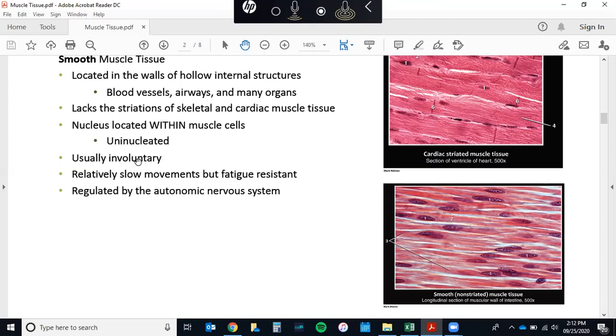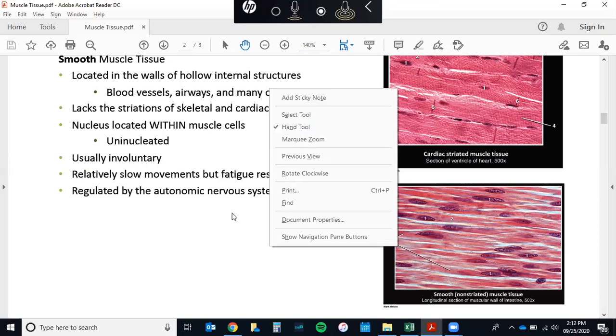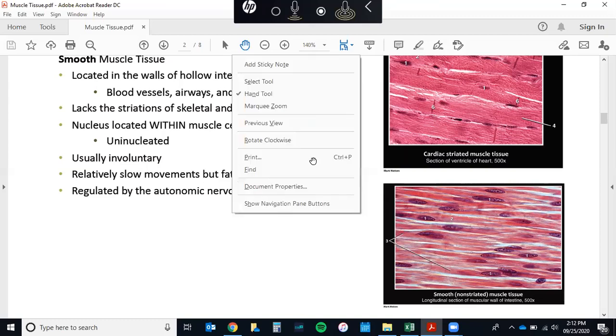Usually smooth muscle is involuntary, meaning we can't control it. A key feature of it is that it's slow moving, but more importantly, it's fatigue resistant. It's hard for them to tire out, which is good. That way they can keep trucking along, pushing food along and digesting it, moving stuff around our body without getting tired like our skeletal muscle is really well known for.